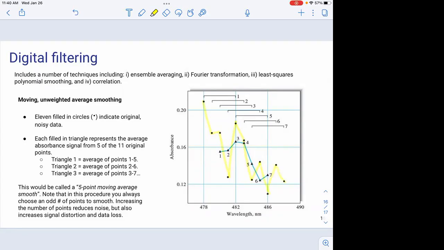So as you can see, relatively noisy. What happens is you actually average a particular number of samples. So the triangles are the unweighted average of the first 5, I think. Yes, a 5-point moving average. The first 5 data points.